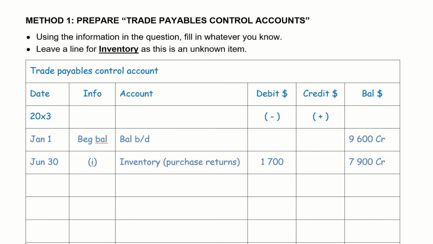Since the other account is inventory, I shall write inventory in the account column, and at the side of it, I can just write purchase returns. Now, it's perfectly fine if you don't write purchase returns. Just that for me, I like to write purchase returns so that when I look at inventory 1007, I know what is happening.